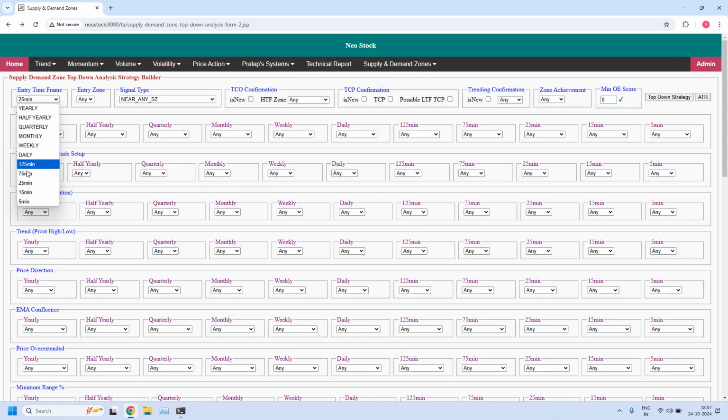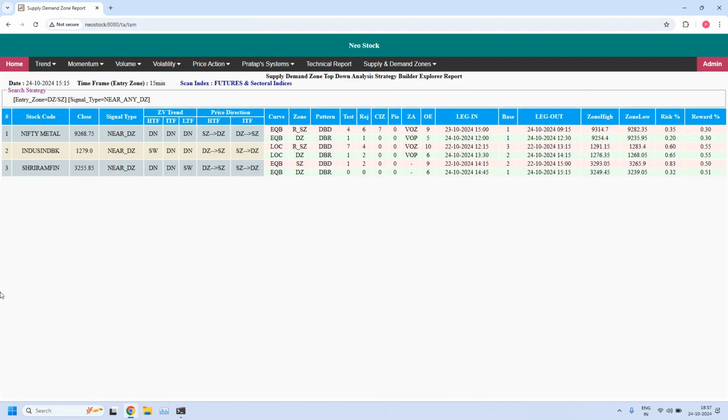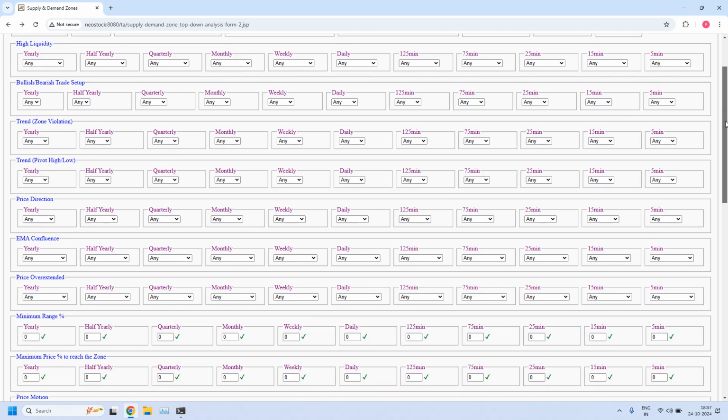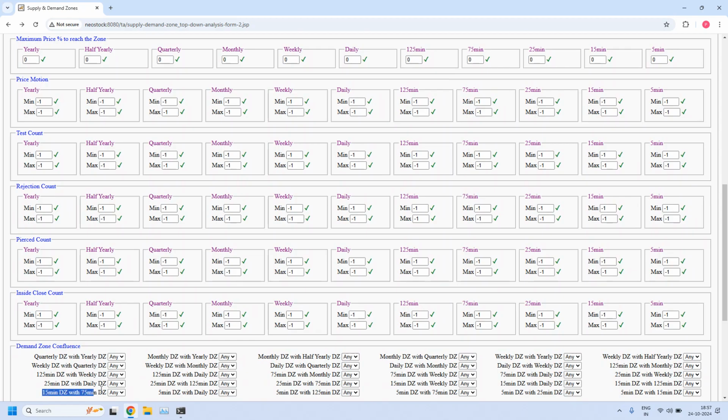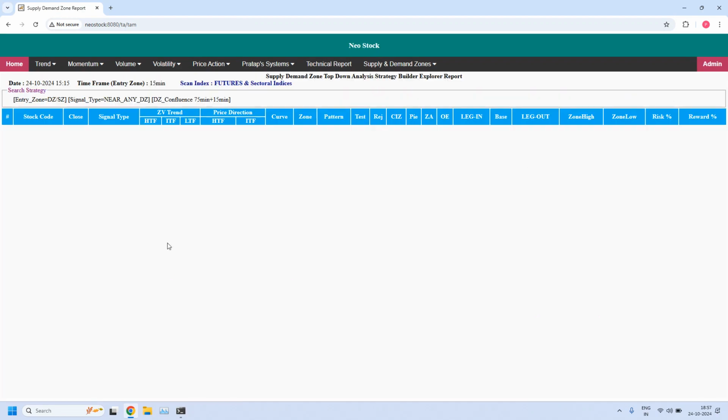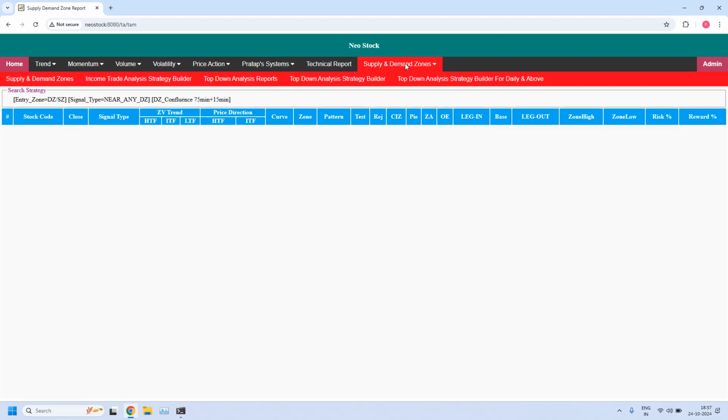Next time frame is 15 minutes. Let us find the stocks near 15 minutes demand zone. 3 stocks are filtered. Let's identify whether any of these stocks have an ITF demand zone confluence, that is, 15 minutes demand zone with 75 minutes demand zone confluence. I'm enabling this filter. Let's verify. So none of those 3 stocks have an ITF confluence.